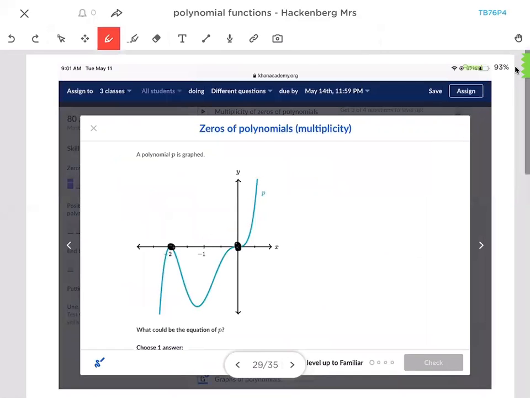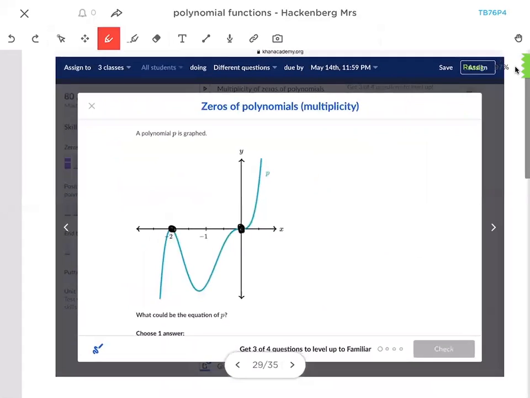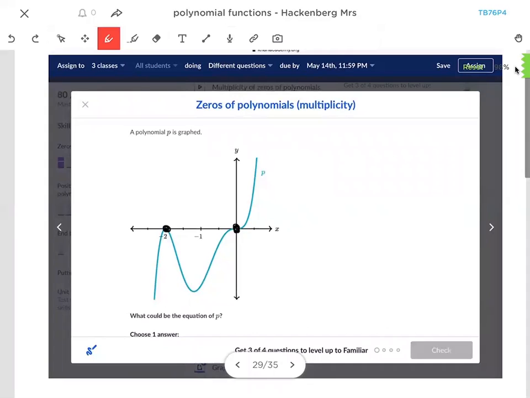So if you take a look then at slide number 29, obviously this is coming from Khan Academy. Let's check this out. Unfortunately I couldn't get all of the answer choices in this screenshot, or I forgot to, I'm not sure. But it says, what could be the equation of P? So let's take a look.